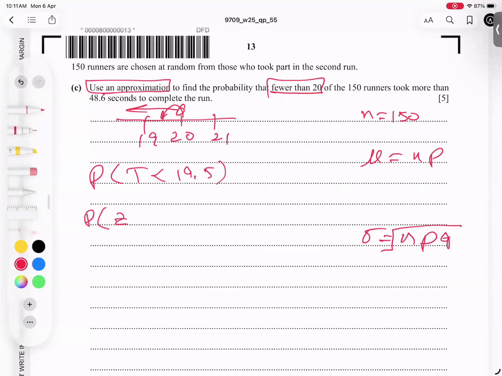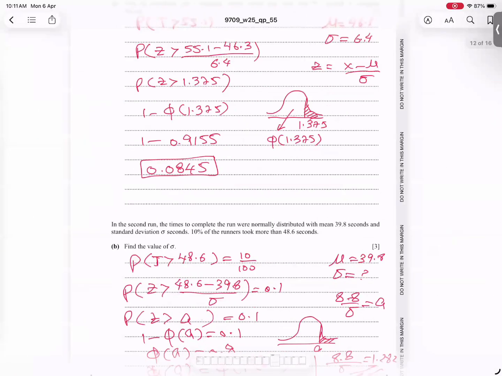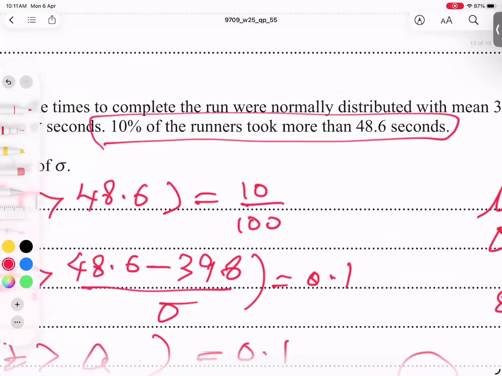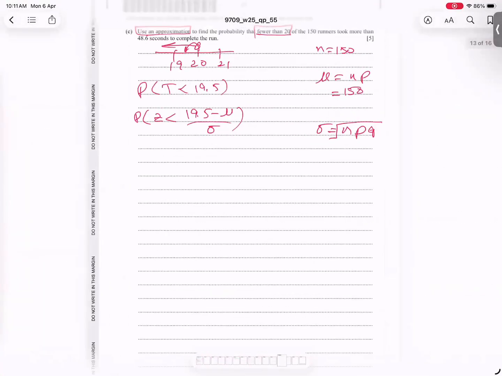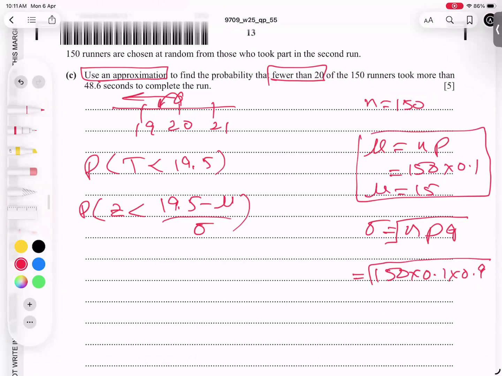And how to do, students? This is Z, 19.5 minus mean by deviation. But the mean I don't have, and I can find it easily. How come? N is 150 and the probability we have is more than 48.6. The 10% is more than 48.6, so probability is 0.1. So 10% or 0.1 gives us 15. I think this mean part is very clear. Same 150, P is 0.1, Q is 0.9, and I will get root 13.5. I think this point is also very clear.